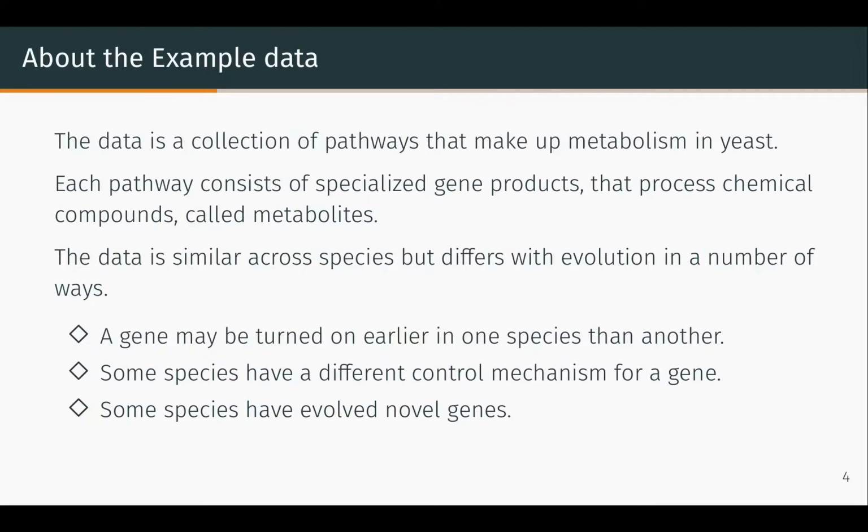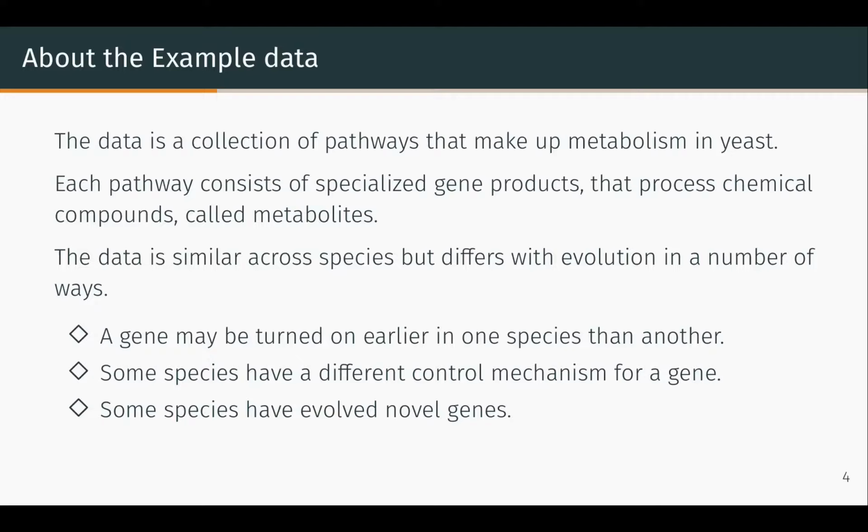The creators of Pathline believe that it will be useful for a variety of phylogenetic data. However, they did have a specific data set in mind when they created the tool, and it was used as their example when they wrote the paper, and it's pretty much the only data set we'll be talking about for the rest of this presentation. So this data set is a collection of pathways that make up the metabolism in yeast. Each pathway consists of specialized gene products that process chemical compounds called metabolites.